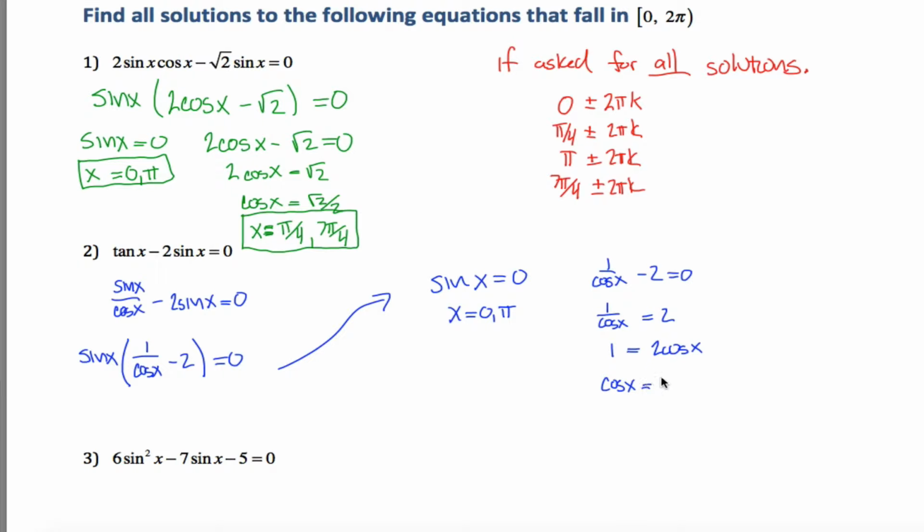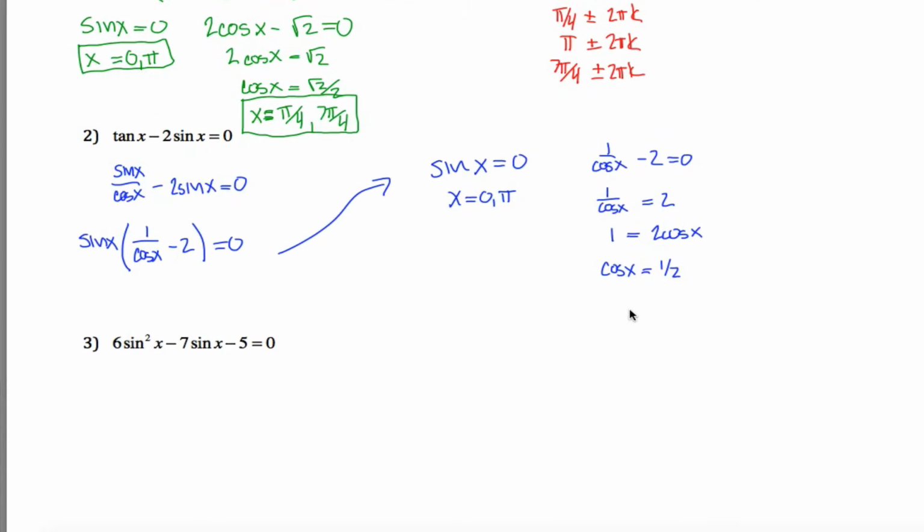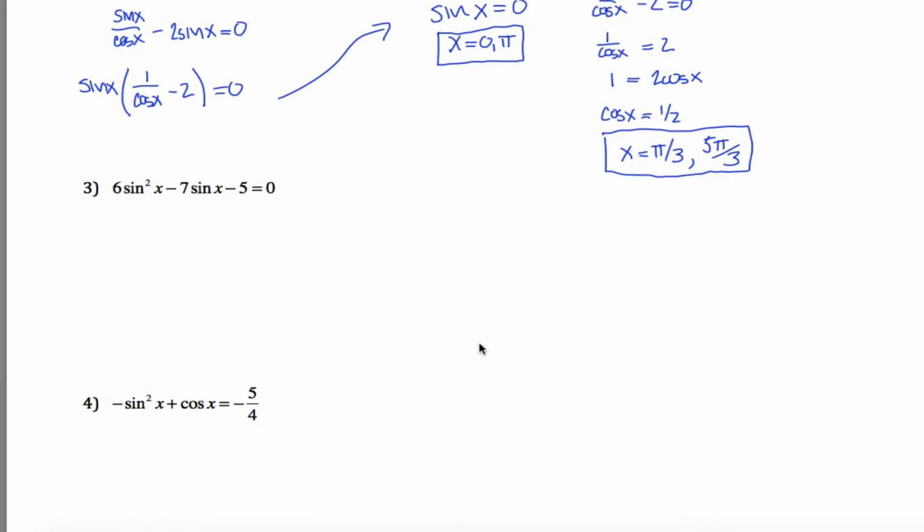Now I've got cosine of x equals 1/2, and that I can deal with because I know on my unit circle the x coordinate is 1/2 at pi over 3 and negative pi over 3. But again, because of the specified range, I'm going to refer to those angles as pi over 3 and 5 pi over 3. So I would have 4 solutions that fall in this 0 to 2 pi range. Throw a box around those and call that good.